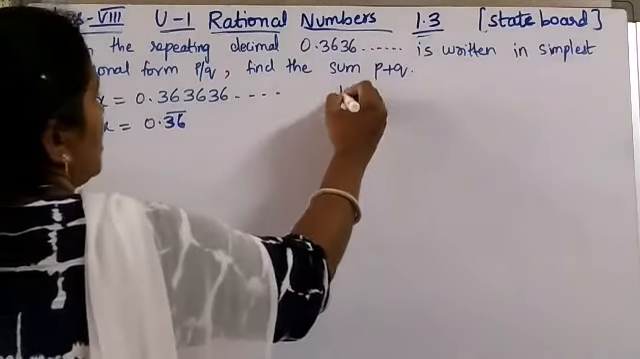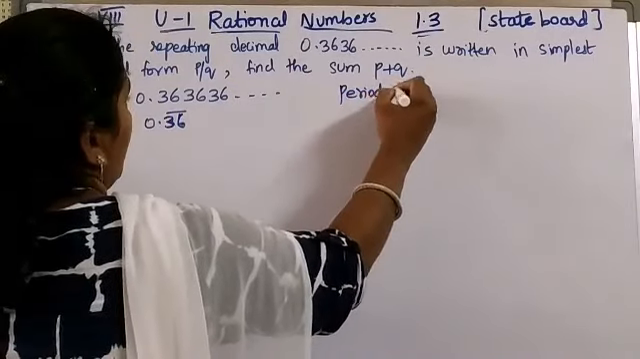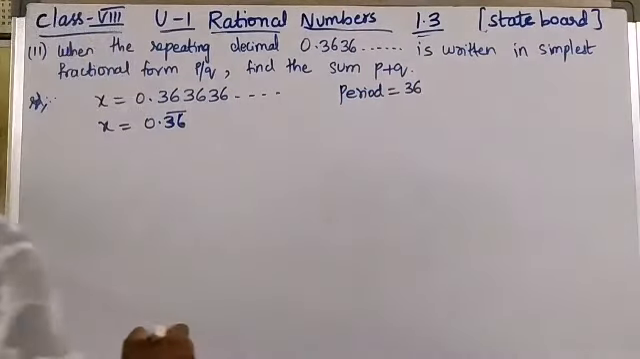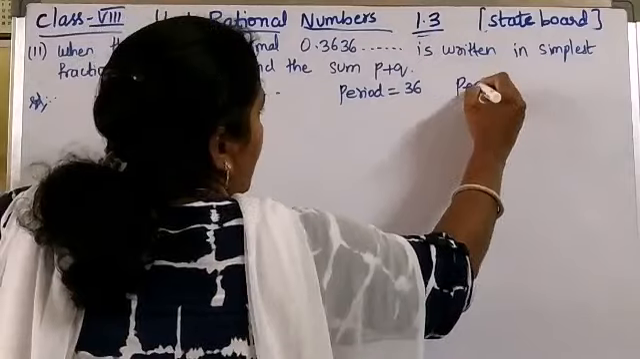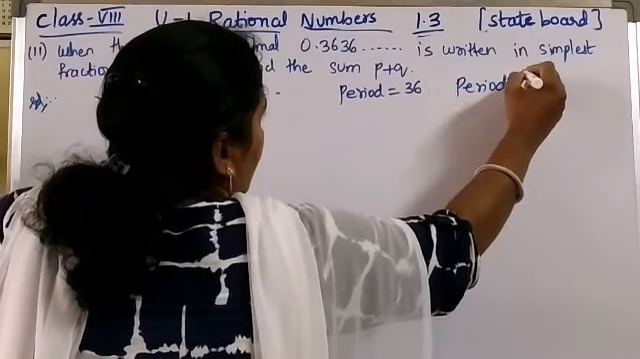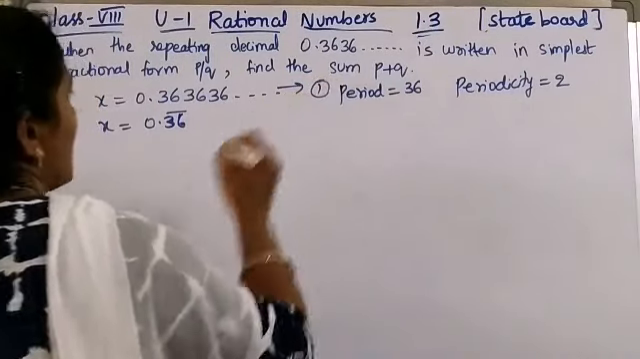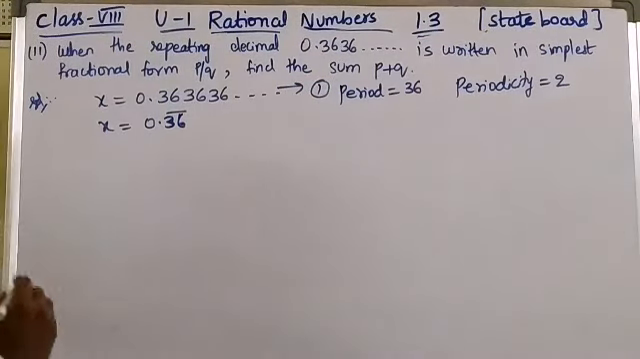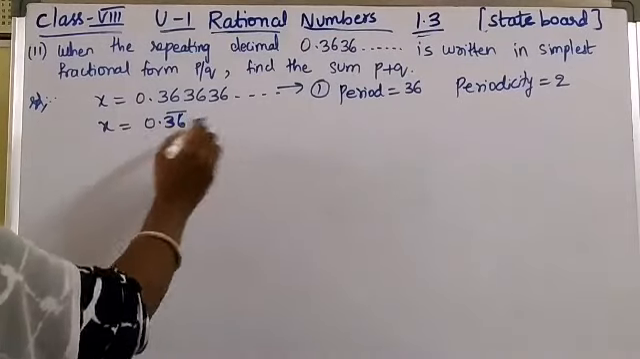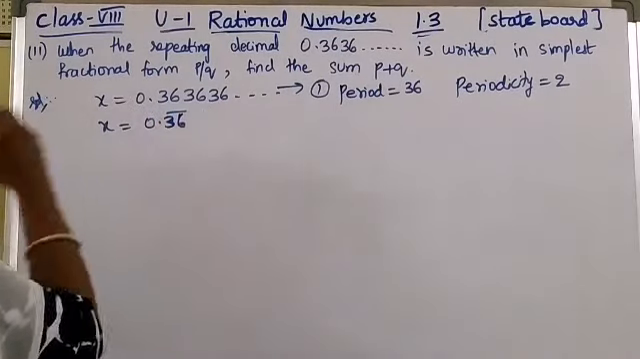Now here what is the period, children? Period is 36 because 36 is repeating. And what is the periodicity? Periodicity is nothing but 2 here. So take this equation as 1. If the periodicity is 2, we should multiply both sides of equation 1 with 100.